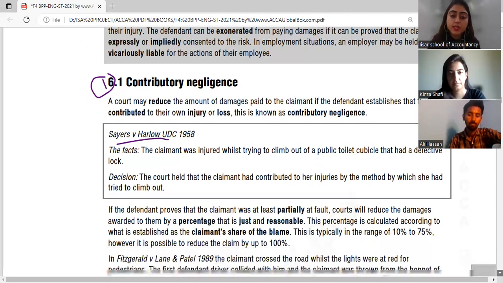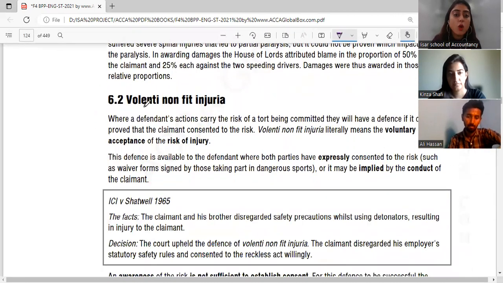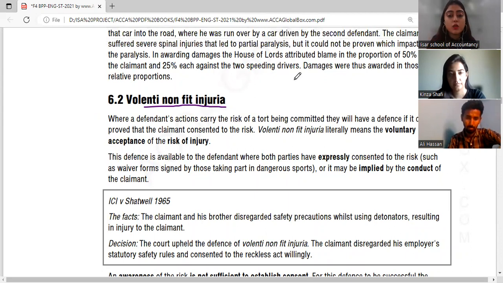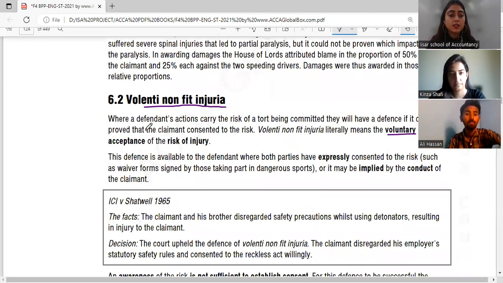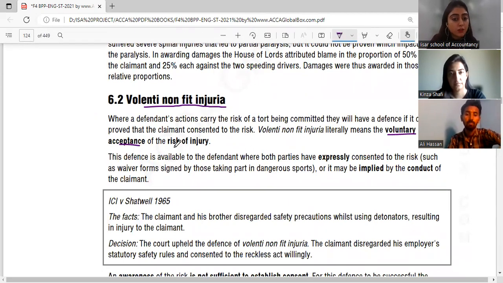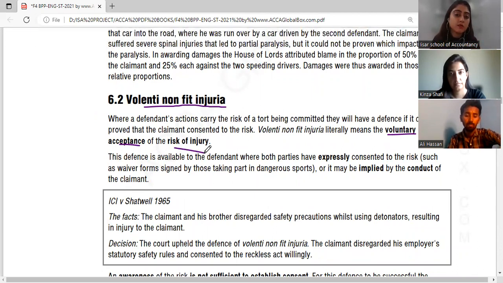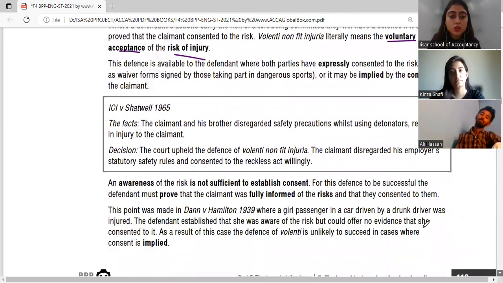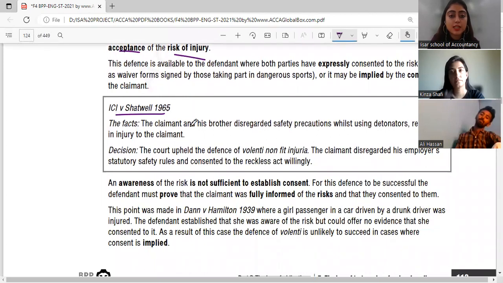That is contributory negligence. Voluntary non-fit injuria. Again, voluntary, the word voluntary means voluntarily you are accepting the risk of injury. यानी कि claimant खुद accept कर रहे हैं कि हाँ मेरी गलती थी, मेरा भी इसमें थोड़ा सा कसूर था, मैं भी जज्बाती हो गया उस वक्त, मैंने भी ऐसा कर दिया. Voluntary non-fit injuria, okay? So here, ICI versus Shatwell, the claimant and his brother disregarded safety precautions.